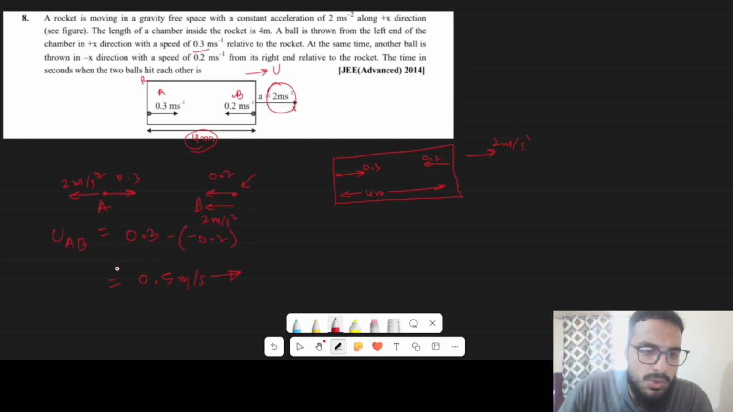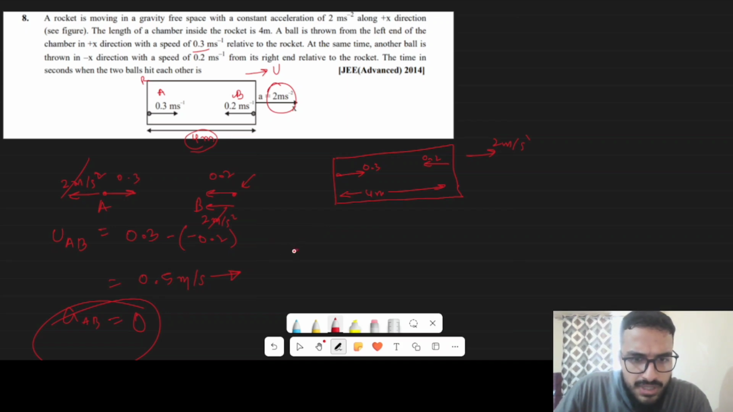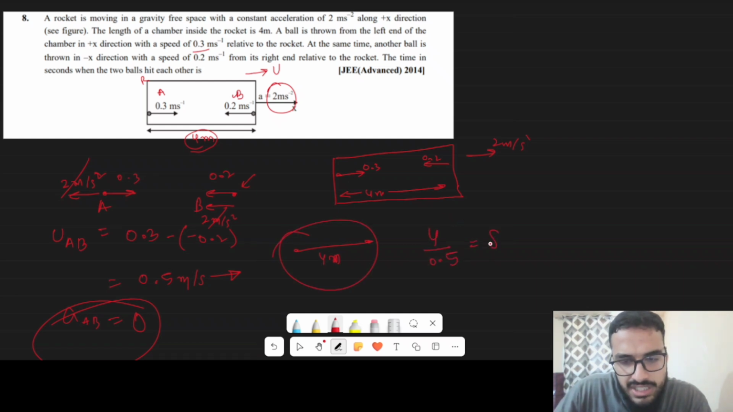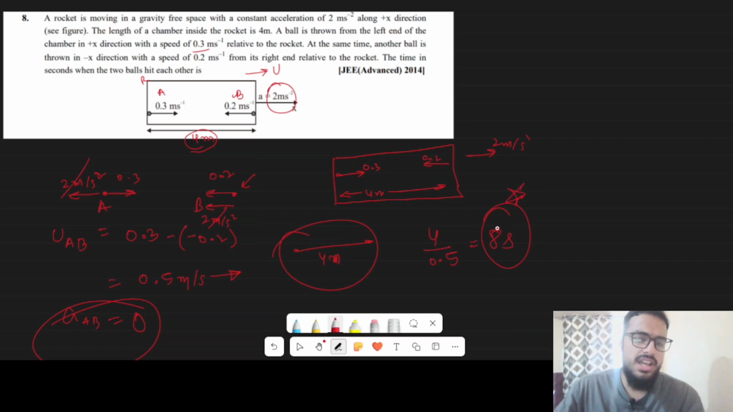And what is the acceleration? You will say, sir, acceleration of A with respect to B is 2 minus 2, that will be 0. So there is basically no acceleration. So we can directly say how much time will A and B take to cross this 4 meter? It will be 4 divided by 0.5, that will give you 8 seconds. And this was the answer that was given by JEE Advanced in that year. Fine, 8 seconds, simple problem.